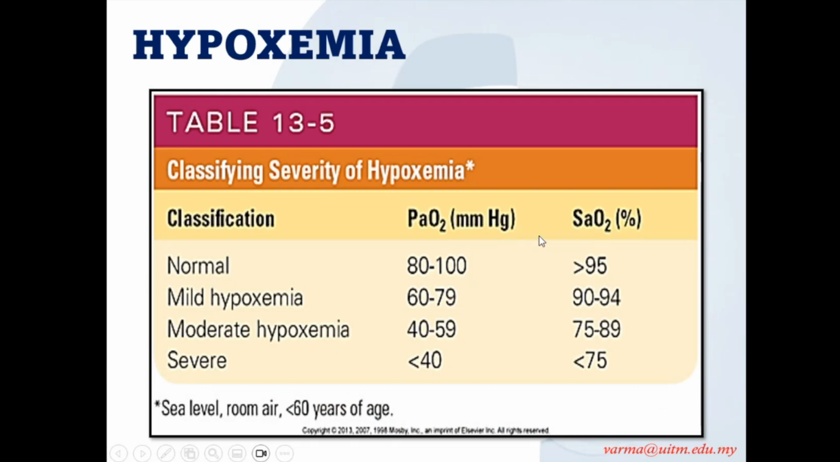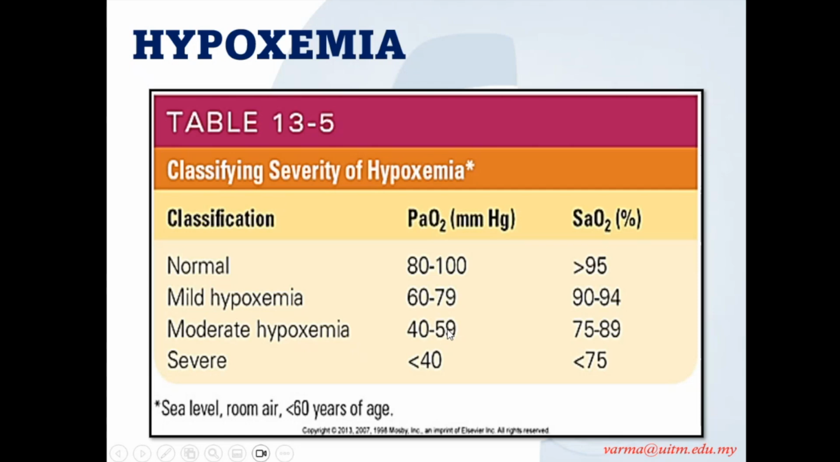So, classification of severity of hypoxemia: 81 and above we consider as normal. 80 to 100 is normal. 60 to 79 we consider as mild hypoxemia. 40 to 59 would be moderate hypoxemia, and severe would be less than 40. But in respiratory failure, we take moderate hypoxemia, type 1 respiratory failure, PaO2 less than 60. So moderate hypoxemia is the cutoff line.